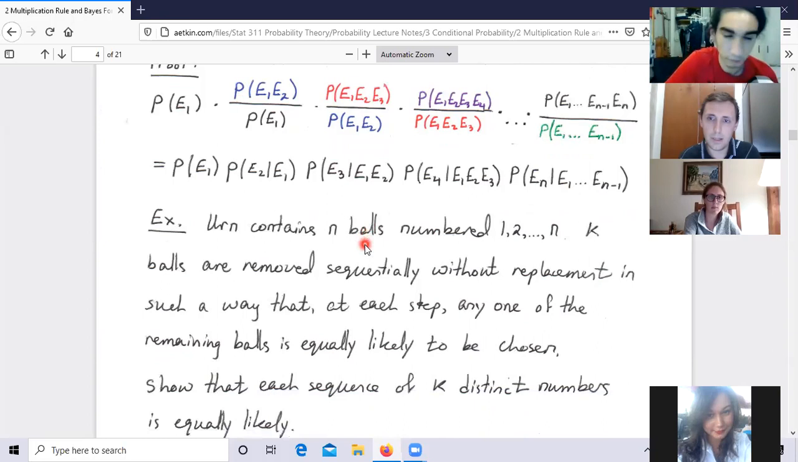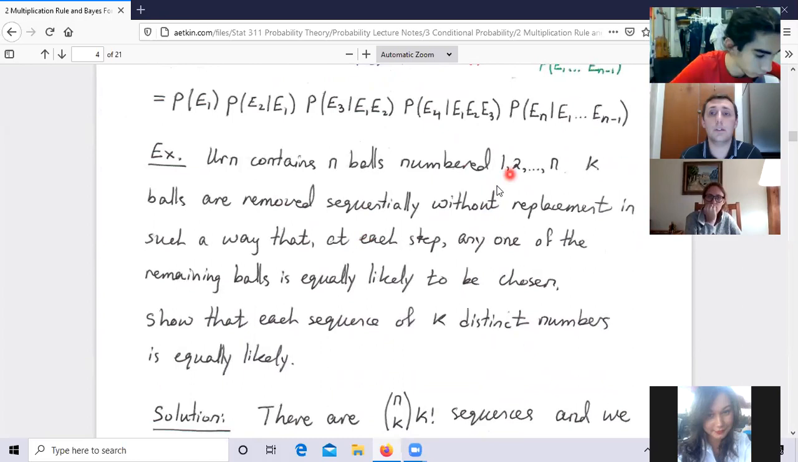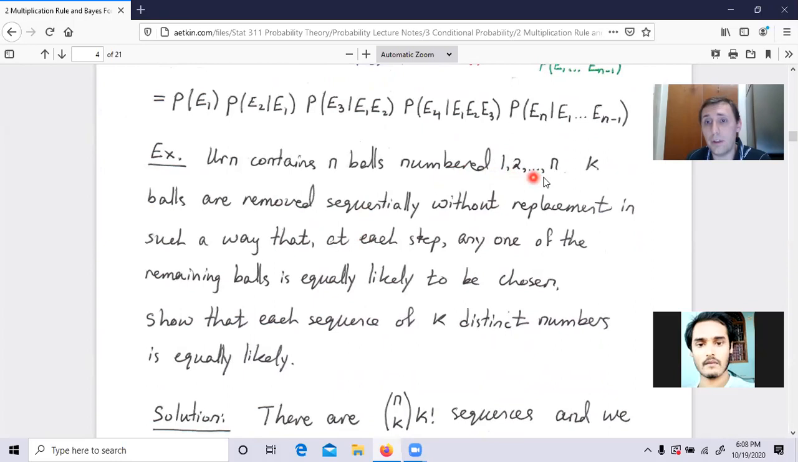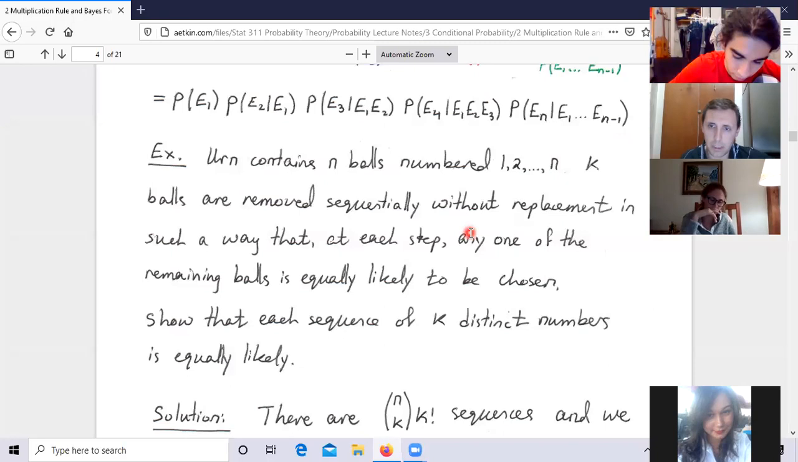So here is another thing. An urn contains N balls and they are numbered 1 through N. K of those balls will be removed sequentially without replacement in such a way that at each step, any one of the remaining balls is equally likely to be the one chosen. You understand? So for example, first I have N balls, I remove one ball, the probability of the one that I remove being picked is 1/N. Now for the remaining balls, there are N-1 balls, each of them is equally likely to be the one removed next.